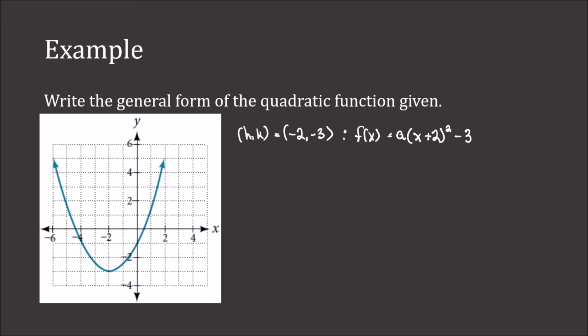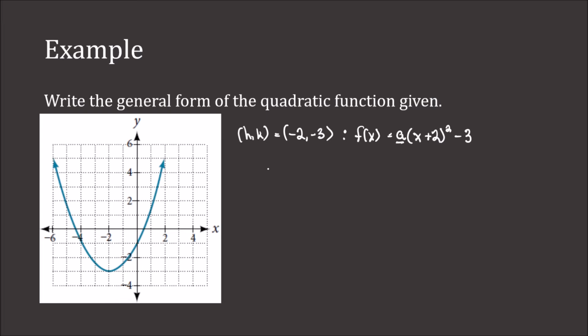Let me just double check that. Plus k, so minus 3, is equal, no equals, where this a is a value that we need to find. So let's find it now.